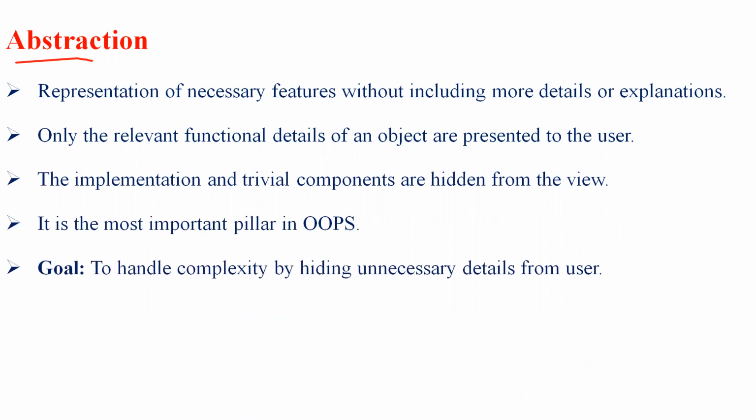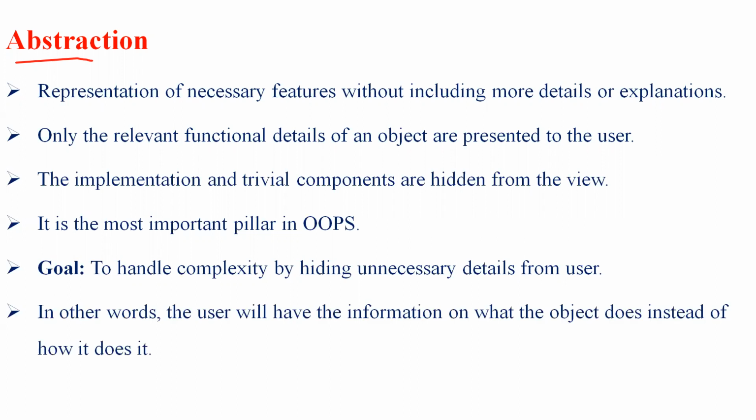The major goal of abstraction is to handle complexities by hiding unnecessary details from the user's perspective. In other words, the user will have information on what the object does instead of how it does it. Abstraction gives the information of what the object performs, and it doesn't say anything about how the internal functionality works.